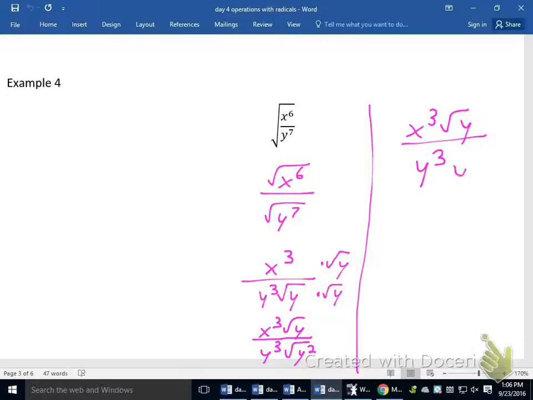Again, the square root of y squared is y to the 1st power. When I combine that with y to the 3rd power, I get y to the 4th power. So my final answer, x to the 3rd times the square root of y over y to the 4th power.